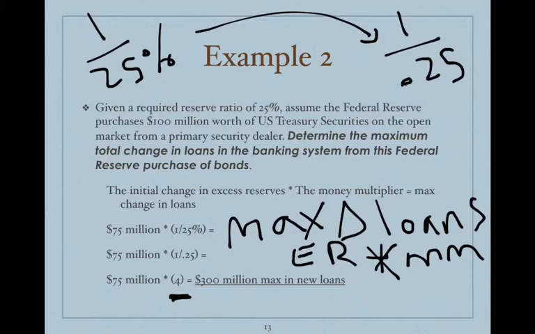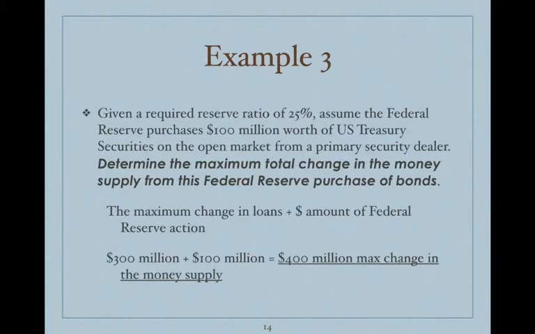So I'll do $75 million times 4, and that'll give me a maximum change of $300 million. Does not necessarily mean that that's going to be how much will happen. It just means that it could be up to that amount. Okay? And then finally, last but not least, is looking at the max change in the money supply.